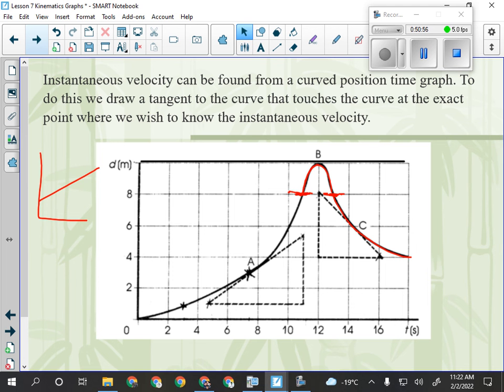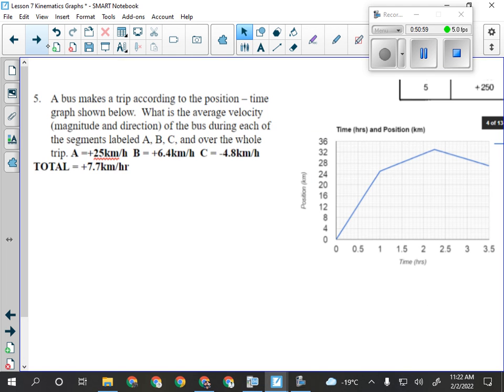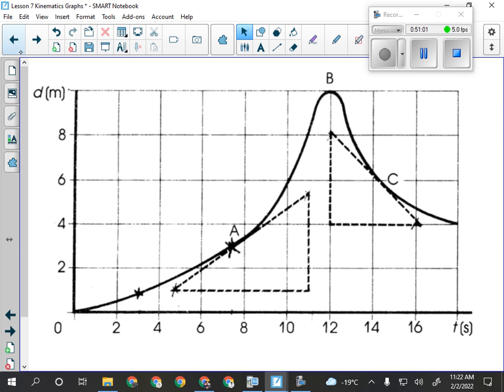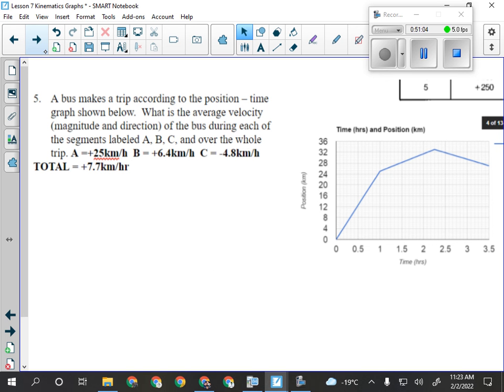Okay, let's look at a few position versus time graphs here. That's velocity versus time. Oh, that was position. Okay, so let's have you guys try this question here. We got a bus that's making a trip according to this position versus time graph, so the one you see on the right there. I want you to calculate the average velocity of the bus during each of the labeled segments, so that would be A, B, and C, and over the whole trip.